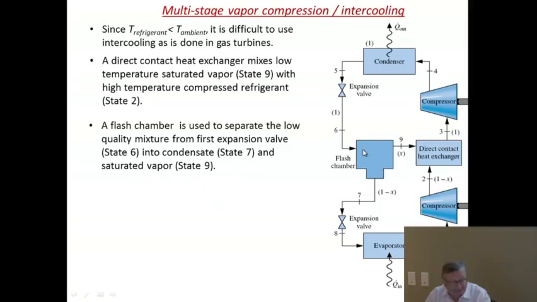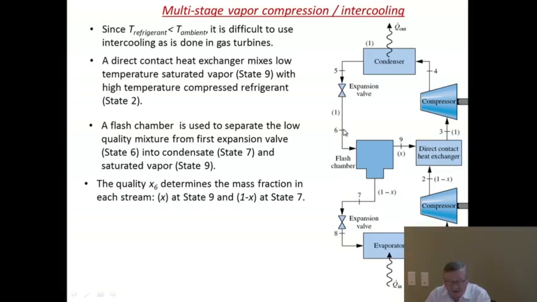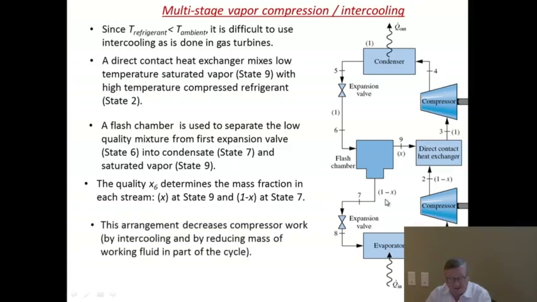Now, the flash chamber is part number 1. In comes the mixture, as I explained before. The vapor goes into 9 and the liquid goes into 7. The quality of X6 determines what the fraction is that goes as X and the fraction that goes as 1 minus X. In fact, this quality has to be X, and 1 minus X then is the liquid fraction. This arrangement decreases the compressor work a little bit like an intercooler does, but I haven't proven that to you yet, so that comes next.